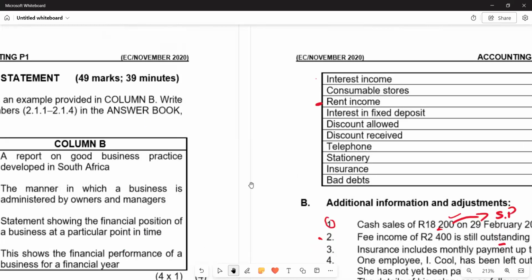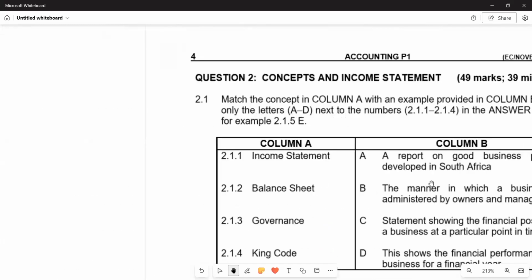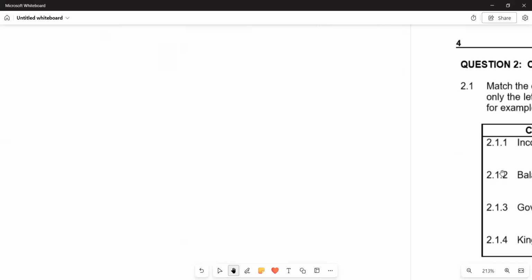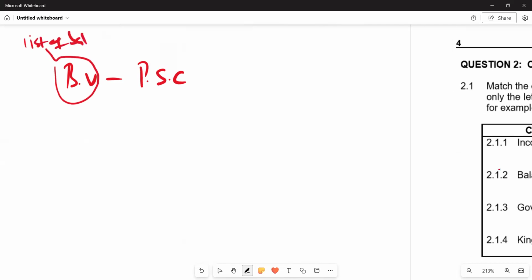So we start by maybe trying to put down the formula that we use to calculate that trading stock surplus or deficit. We are going to say book value minus the physical stock count value. Obviously, the book value you'll be given it in the list of balances. It will be a list of balances, or in other questions, it will come as a trial balance. And then the physical stock count figure is the figure that will be given in the adjustment section, adjustments, transformation and adjustments.